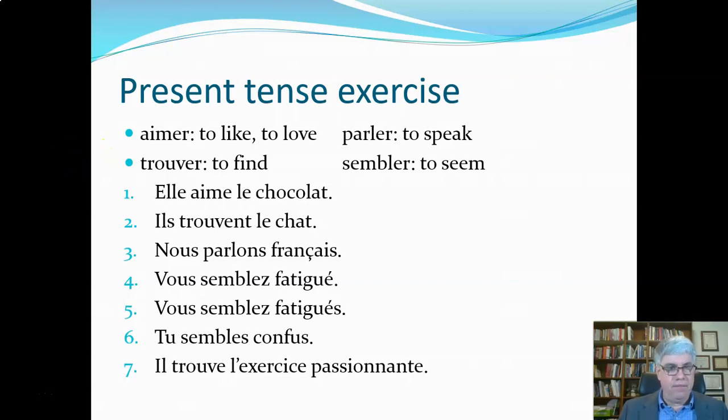The next verb that we have here is trouver, and that means to find. Parler, we've seen that means to speak. And then I'm also going to introduce the verb sembler, to seem. He seems to be tired, or he seems to want to go to sleep, or he seems like he's going to fall over because he's so tired.